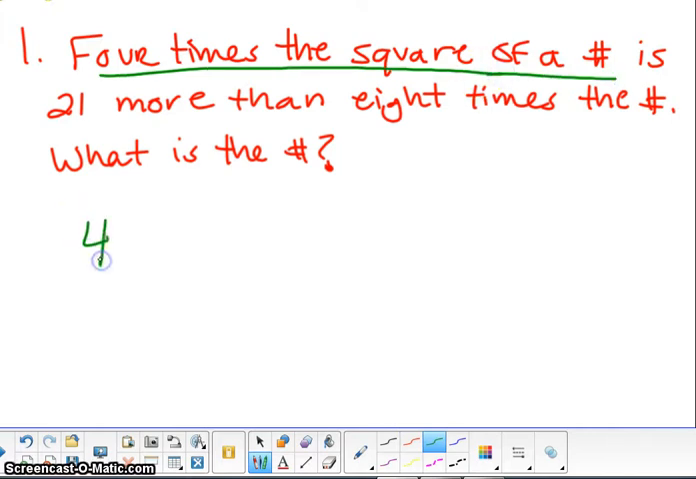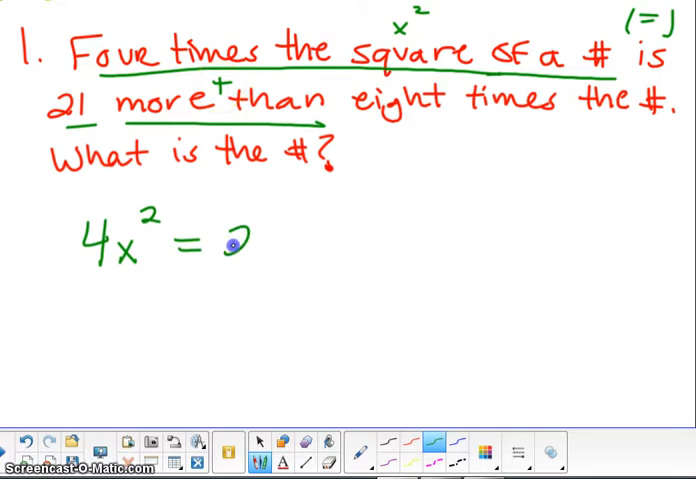So 4 times means multiply. Square means something squared. 4 times the square of a number, so we're going to use x as our number, there's our key word for equals, 21, and then more than is going to mean addition. So 21 more than, there's 8, and then it says 8 times the number. So it's going back to the fact the number is x.